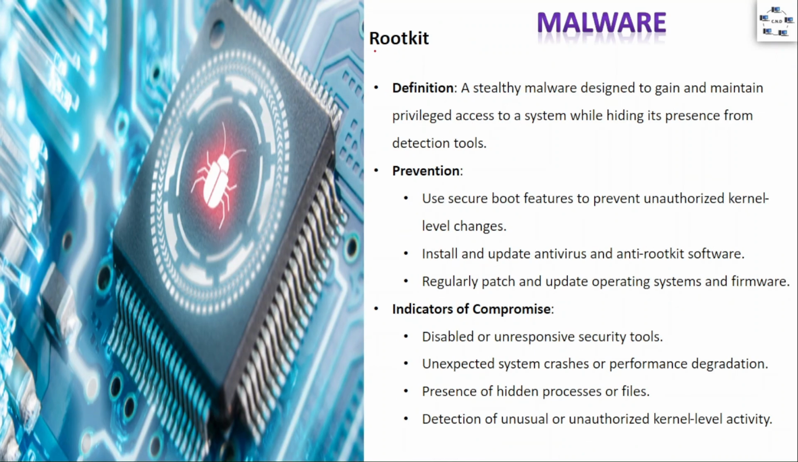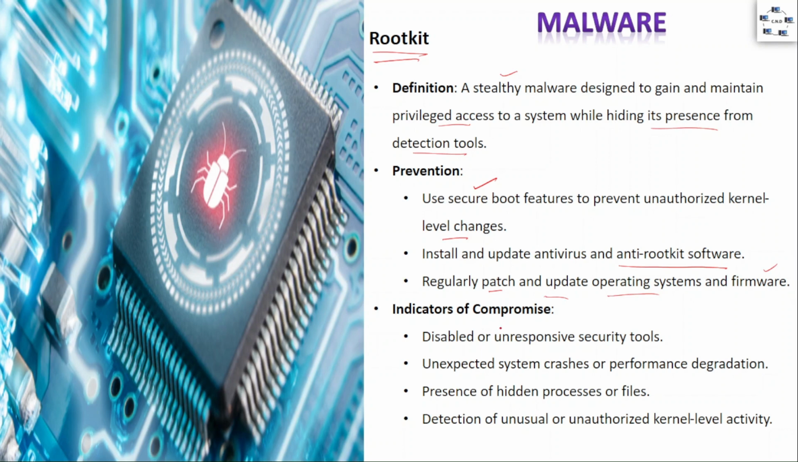Another malware type is the rootkit, and it is a stealthy malware designed to gain and maintain privileged access to a system while hiding its presence from detection tools. Prevention include using secure boot features to prevent unauthorized kernel level changes, installing and updating antivirus and anti-rootkit software, and regularly patching and updating operating systems and firmware.